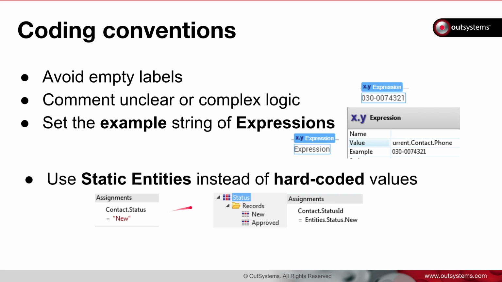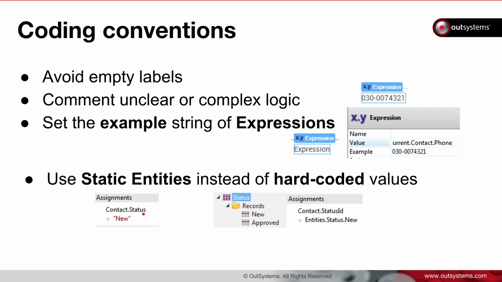So how can you do this in a better way? You can actually create a static entity. In those static entities, you define which are the records that are available in that entity, in this case, new and approved. And now you can change your contact entity.